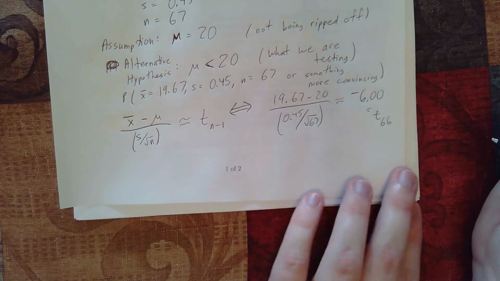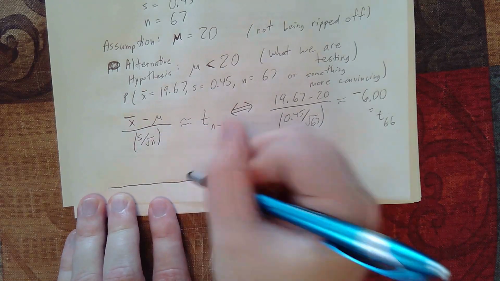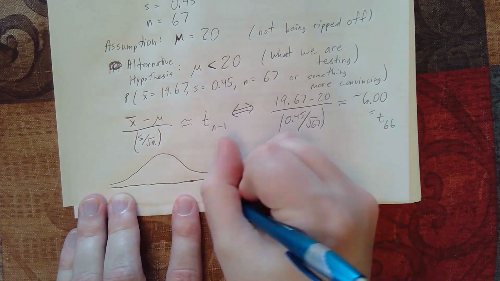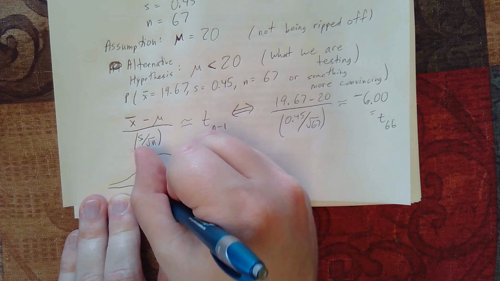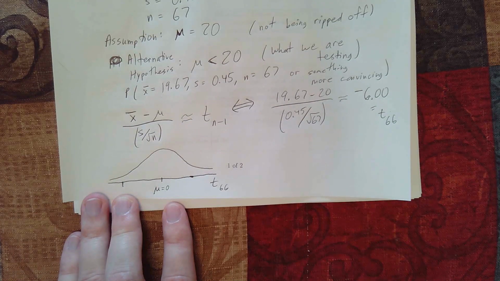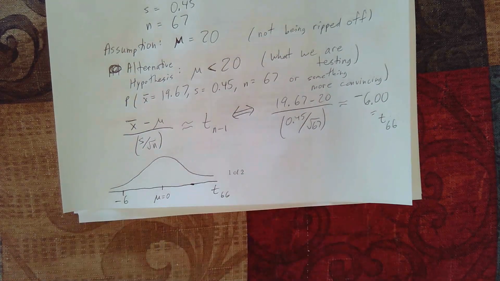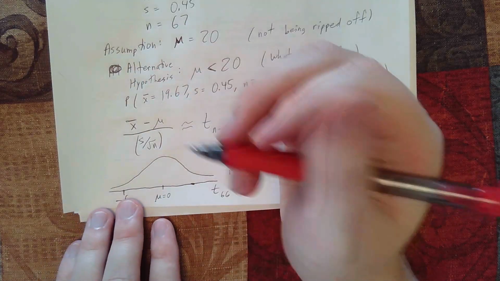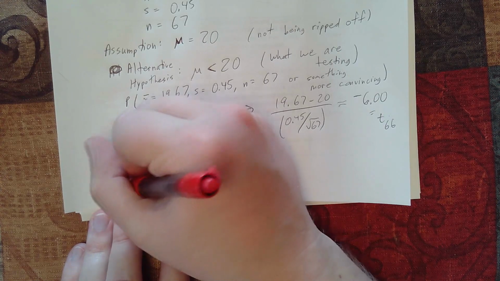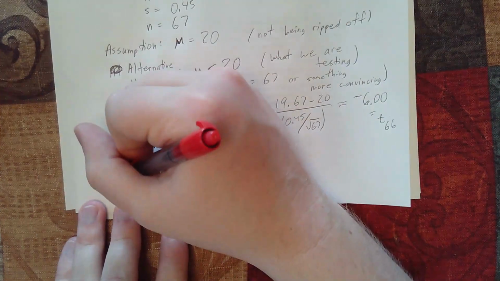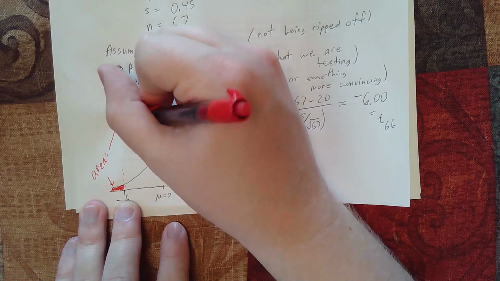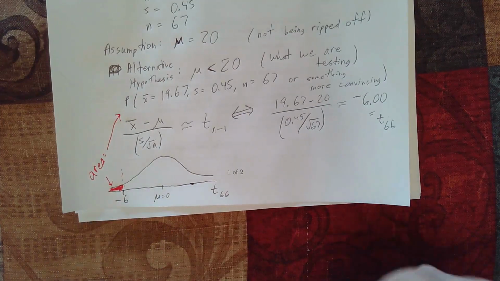Let's review what we're talking about here. We have a t distribution, which remember is similar but not exactly the same as a normal distribution. This is t sub 66. It has a mean of 0, and our particular cutoff here is negative 6. What we want to know is how likely it is that we end up having a value of negative 6 or something more extreme than that. So this area equals the probability that we want to find. We need a way to find that.